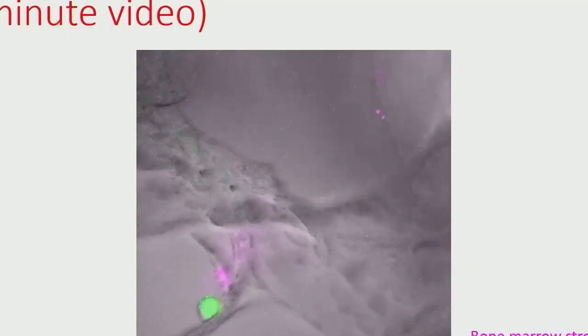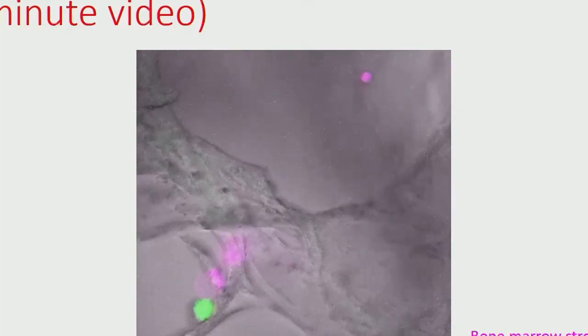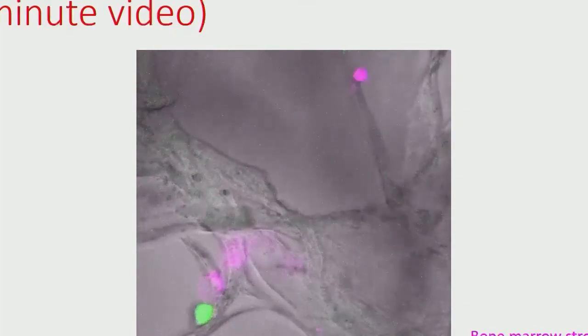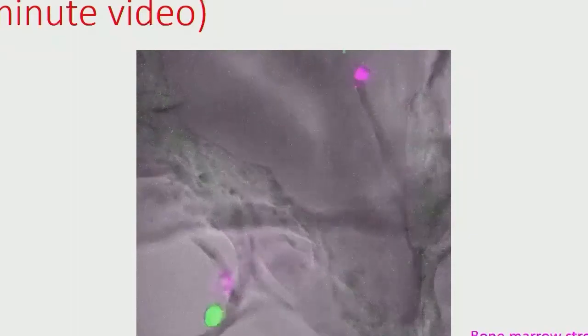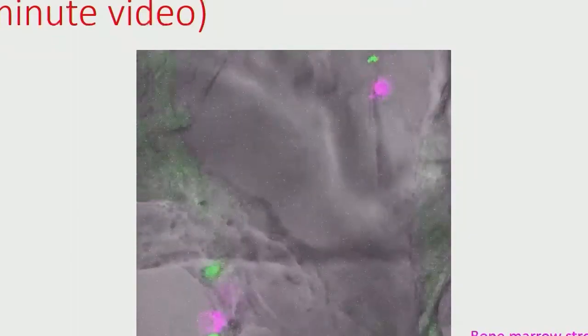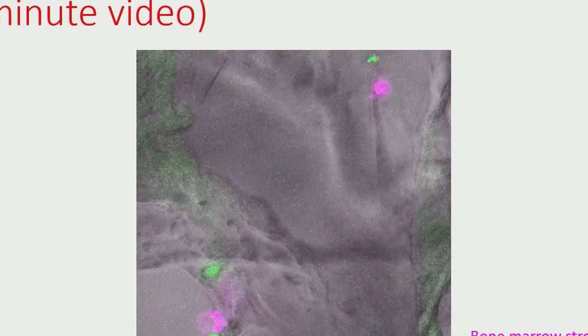Here we go. So one thing you can see for sure is that, number one, the matrix itself actually moves. And the other thing is the cells seem to talk to each other. The stromal cells seem to be a little ballooned here, but it kind of allows you to see the interaction.